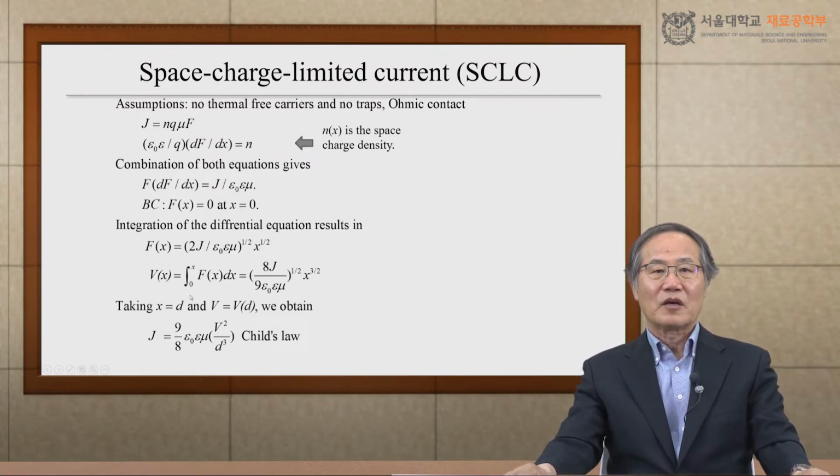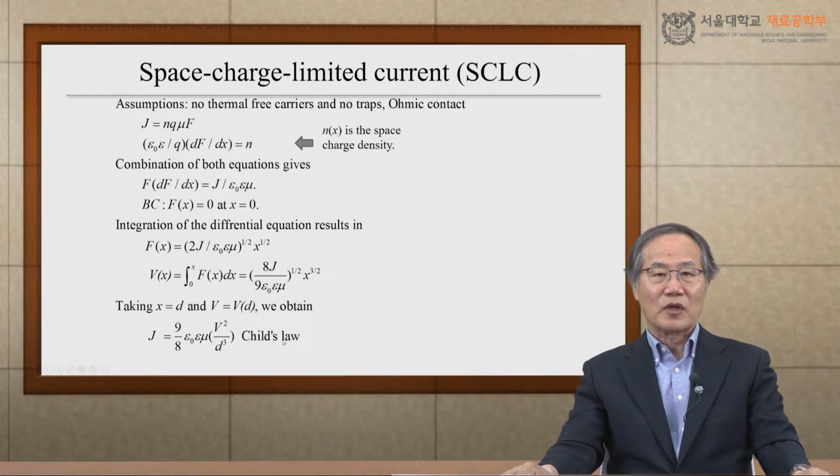Now, because the charge neutrality condition is not satisfied, we have to solve Poisson's equation to get the current density as a function of voltage. Then we know that this is the current density against the electric field, and that is described by N q mu F, and this Poisson's equation here. And you know that N is the space charge density, so this is not constant anymore. So we can combine these equations to get this J-V equation.